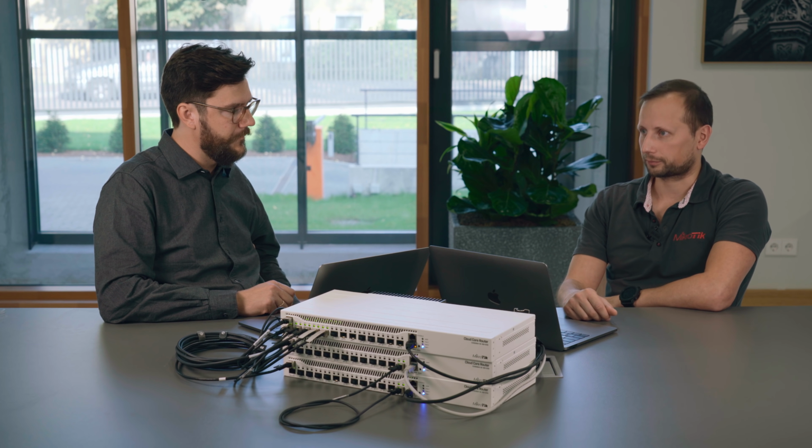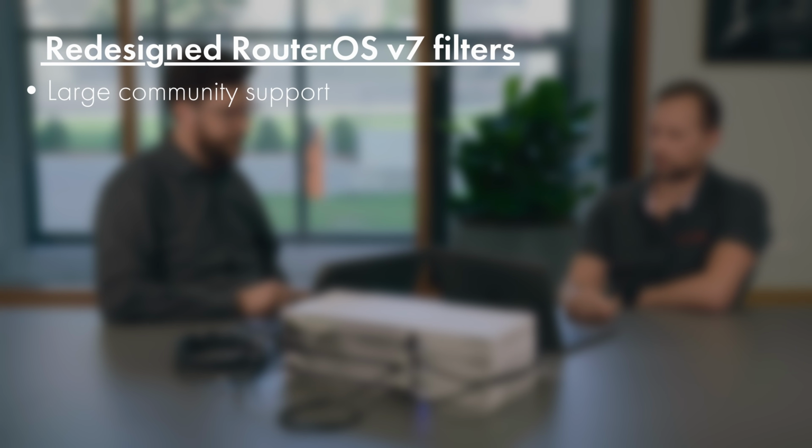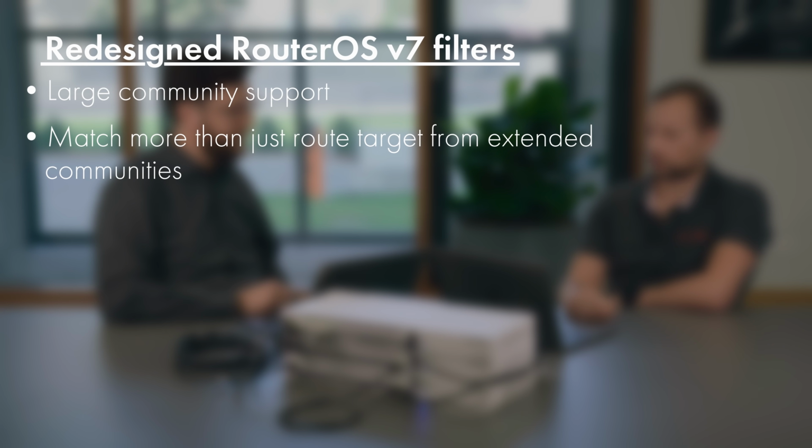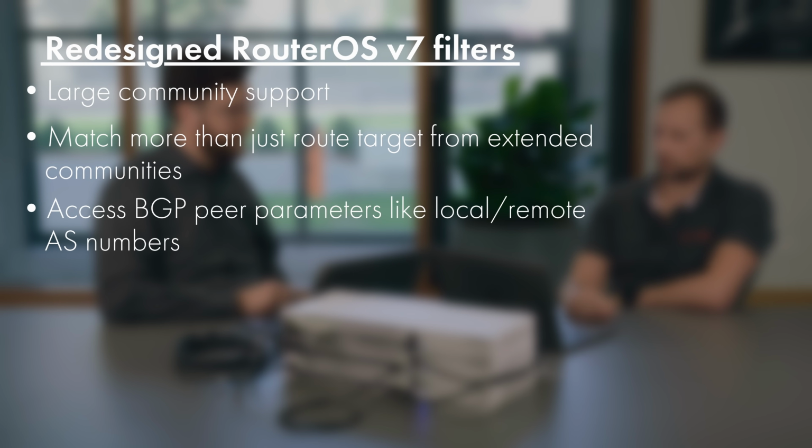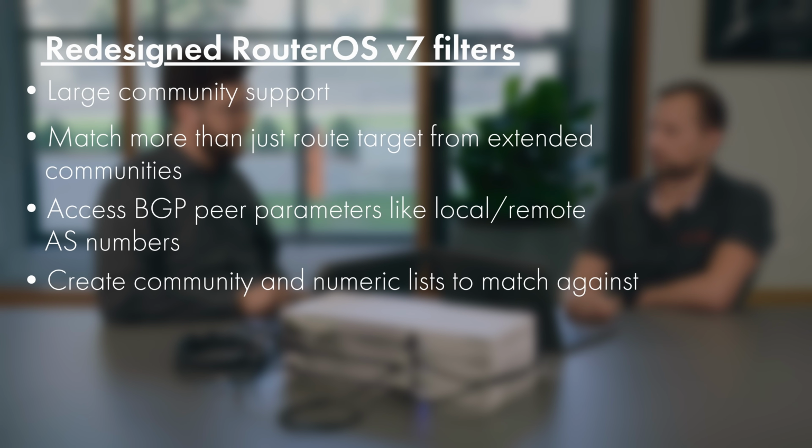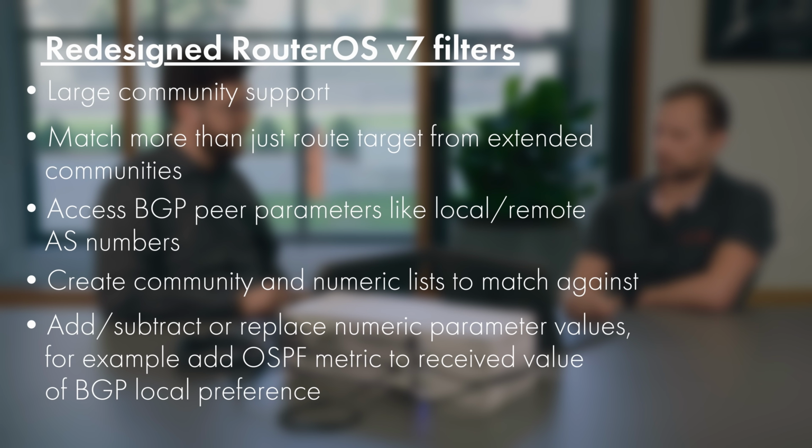So for example, now we have large community support, ability to match more than just a routing target in extended communities. Filter can access BGP parameters like local and remote AS numbers. We can also create community and number lists to match against. And the very important feature asked a lot was that now you can add, subtract and replace number parameters. For example, if you have OSPF metric, you can simply add it to BGP local preference.